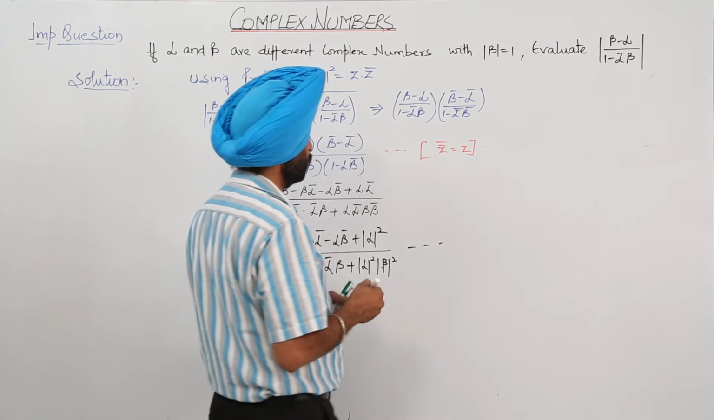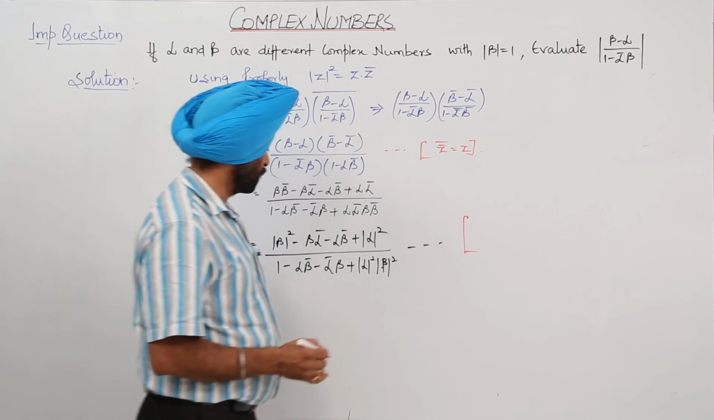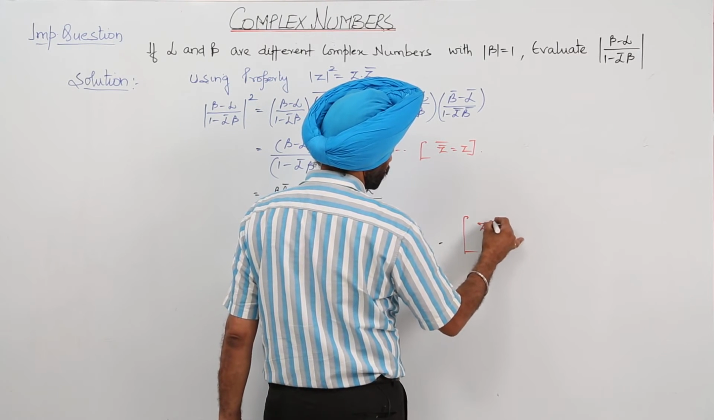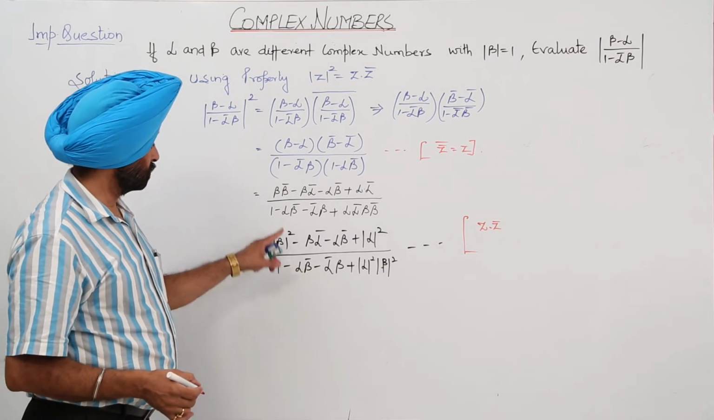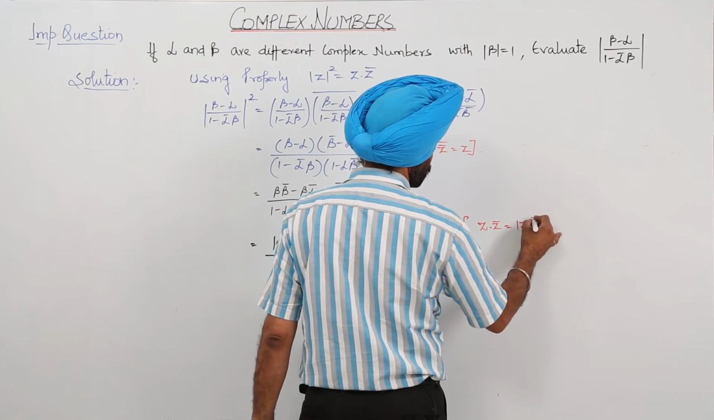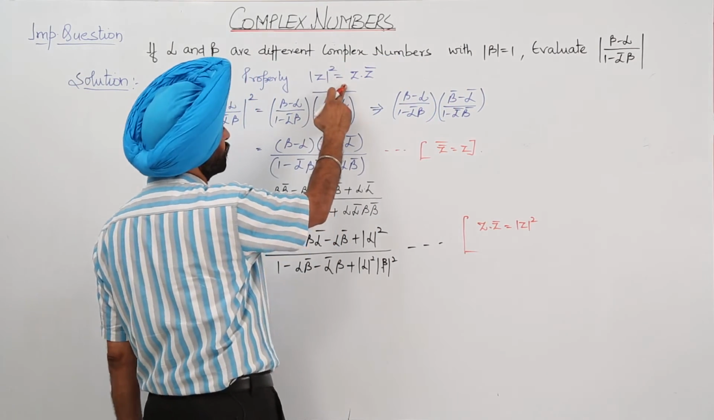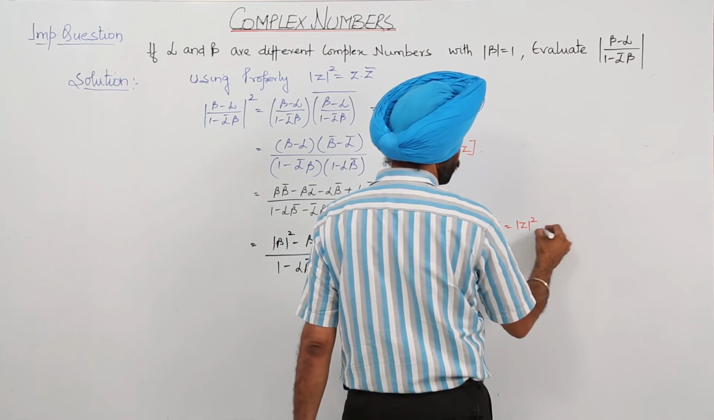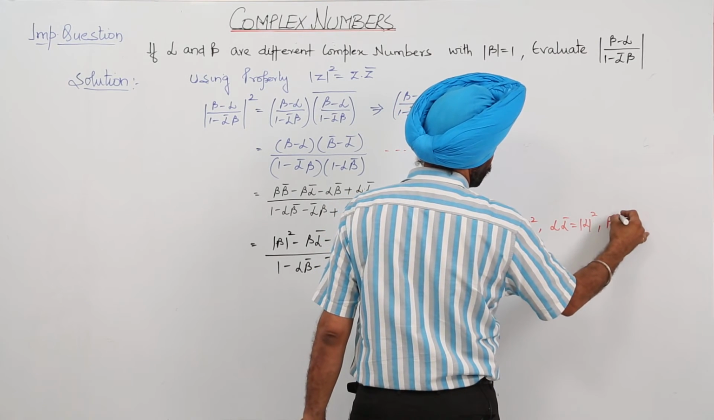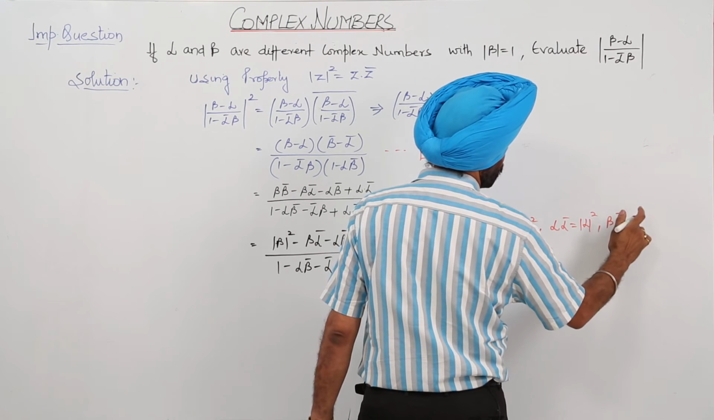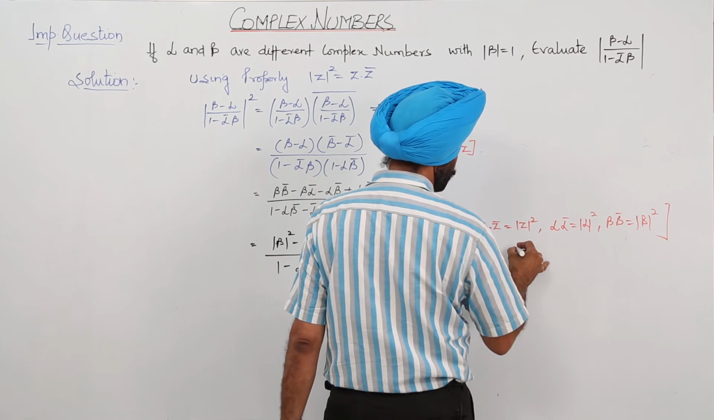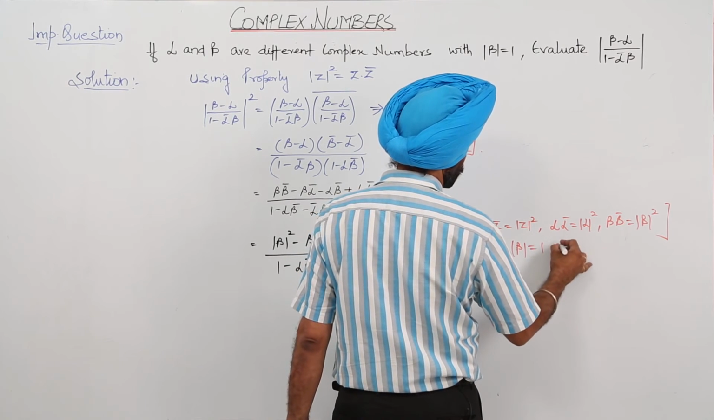Now here again what properties we have used? If we are having z times conjugate of z, that is equal to modulus squared, same property which we have used right in the beginning. Okay. So, what we are having: alpha conjugate is equal to square, beta conjugate is equal to beta square, and it is given 1.